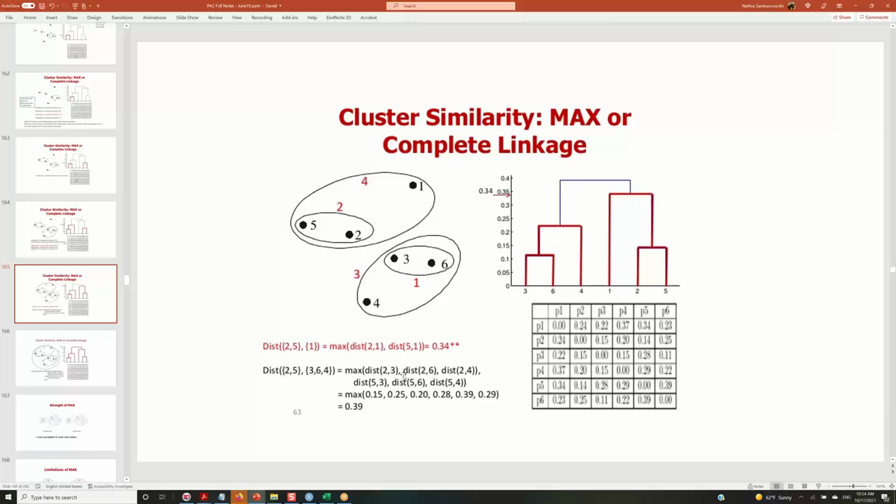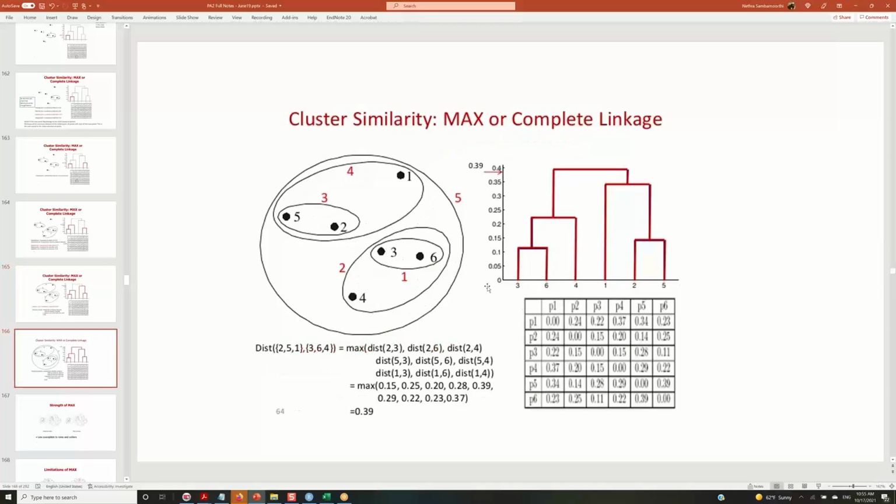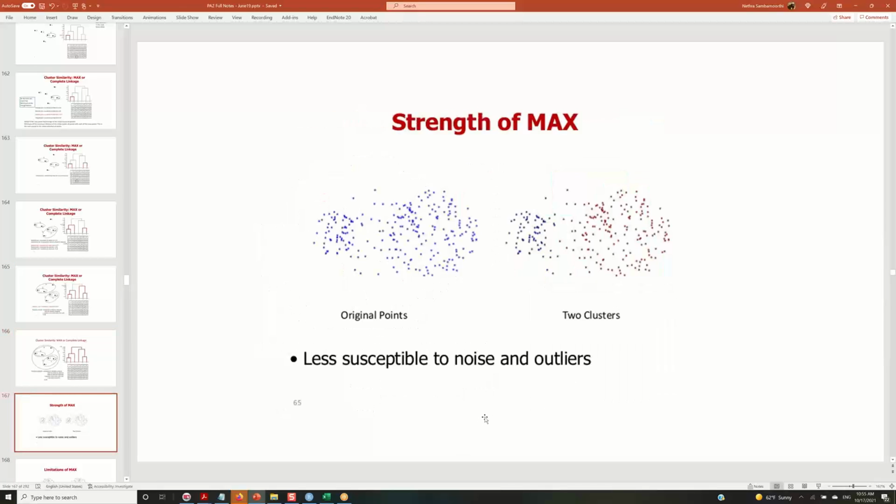Now, after 4 is joined, I am redoing all this calculation. 2.5 with respect to 1, and then 2.5 with respect to all these points. The maximum distance is 0.39, it's 0.34. So 1 joins with this first before it joins with this. Are you with me? Yes. That's what this one is. So one more calculation, it is done. Everything is joined together. And this is less susceptible to noise and outliers.